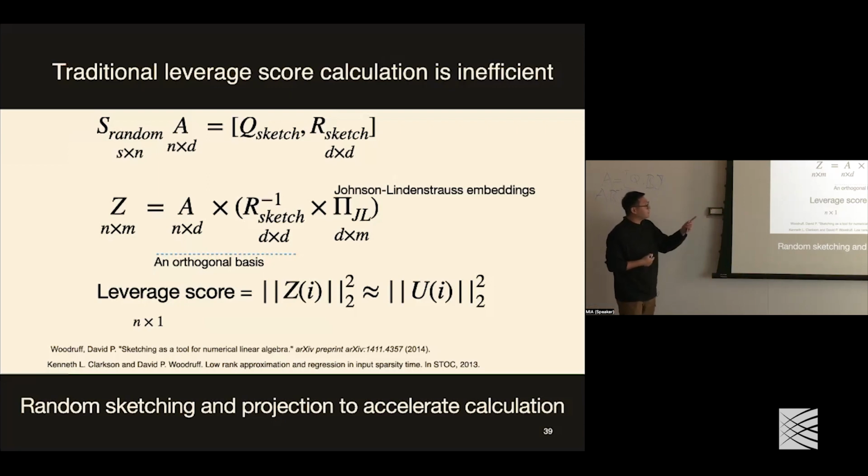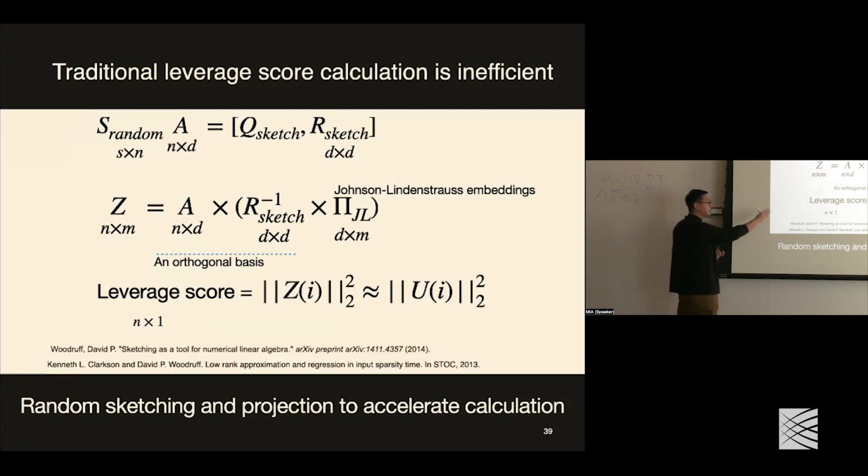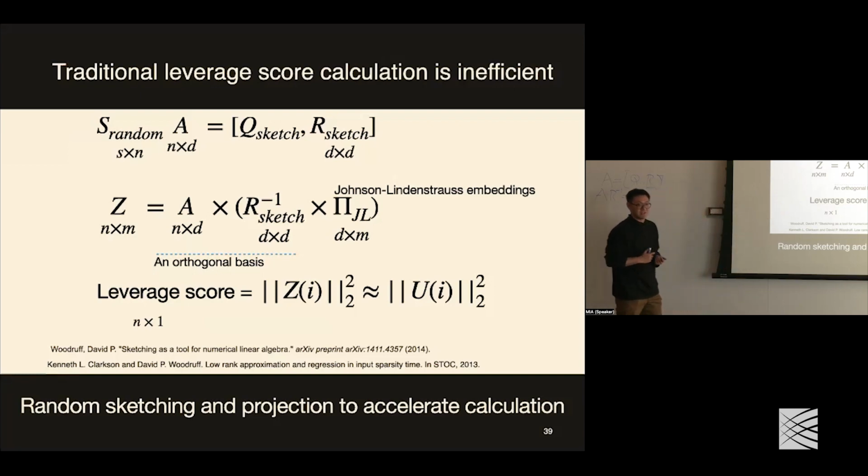And still, this N times D space is big because D is, for example, 2,000, so we still want to decrease the dimension. Otherwise, the calculation still takes time. Then they put in another random matrix, the Johnson-Lindenstrauss embeddings, to further decrease the dimension. Then they get this matrix Z, N times something, where N is a million and the other dimension is, for example, 200. Then they just calculate the row sum of this matrix. They can get the leverage score for each individual cell.